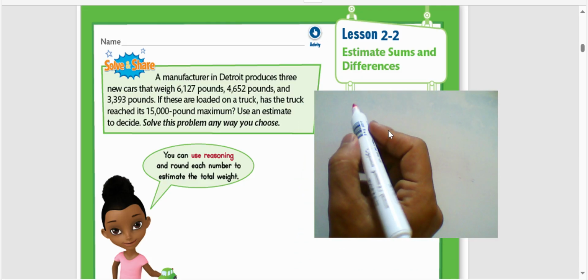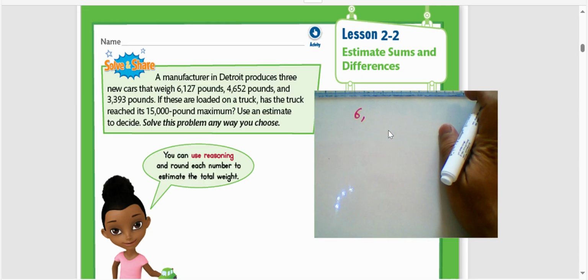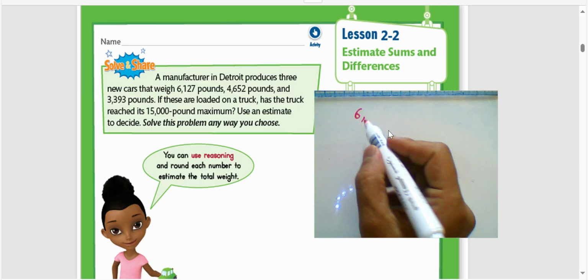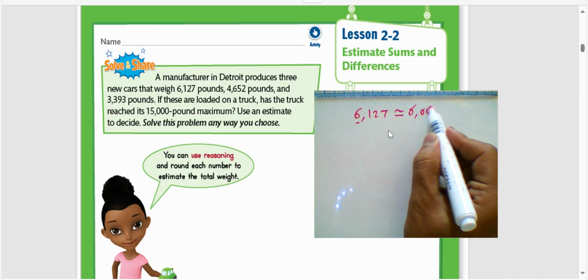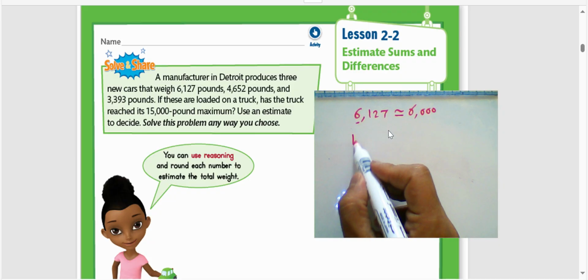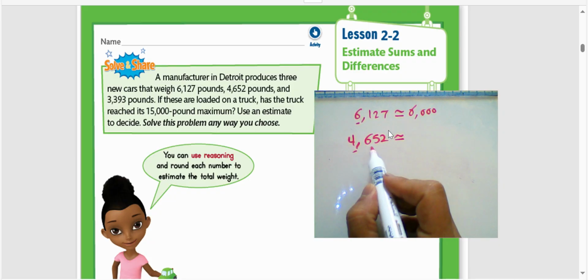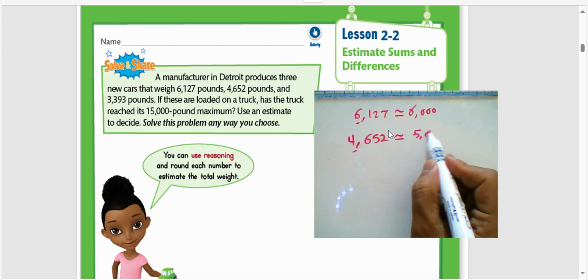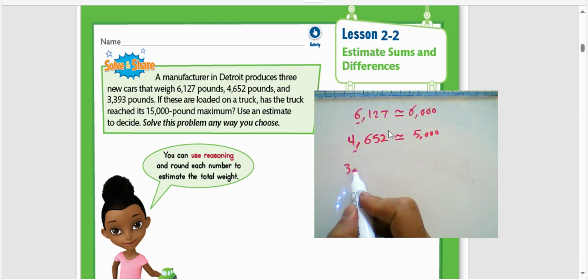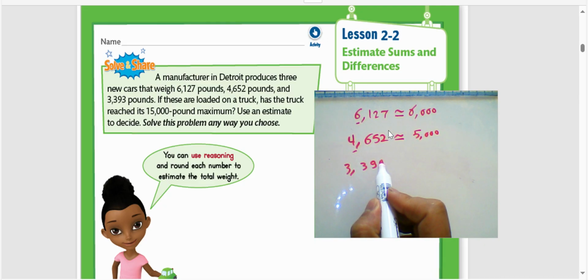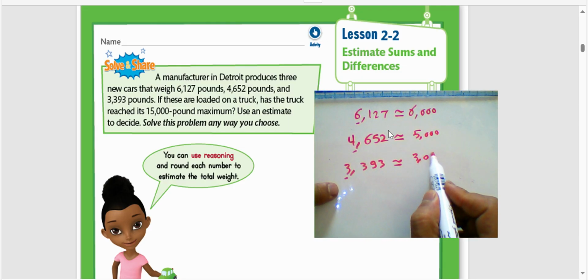The first number here will be 6000. We have 6127. We can approximate this number to the nearest thousand. The result will be 6000. And also 4682, we can approximate this number to the nearest thousand. 6 can give 1 to the left-hand side. The result will be 5000 also, because 6 can give 1 to 4. And also the number 3393, we can approximate this number to the nearest thousand. 3 can't give 1 and the result will be 3000.